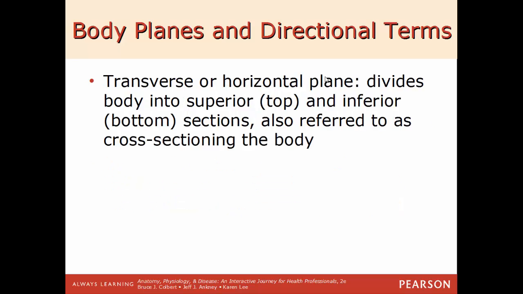The first one, the transverse or horizontal plane. This will divide the body into superior and inferior sections, also referred to as cross-sectioning of the body. You think of this as the line where your belt would be. So from the belt up, from the abdomen up to your head, that's the superior part, and from where your belt would be down to your feet, that would be the inferior part. So that's cutting you in half, basically, the transverse or the horizontal plane.